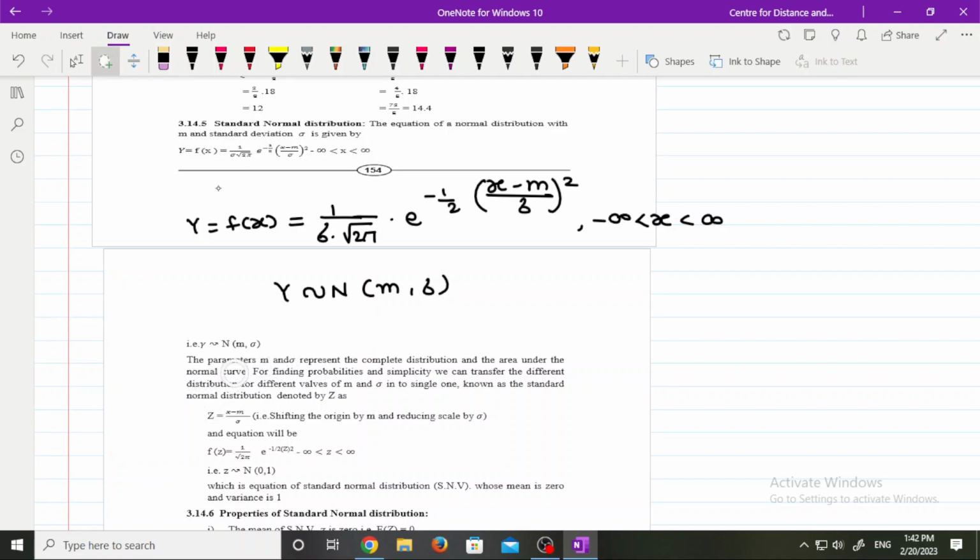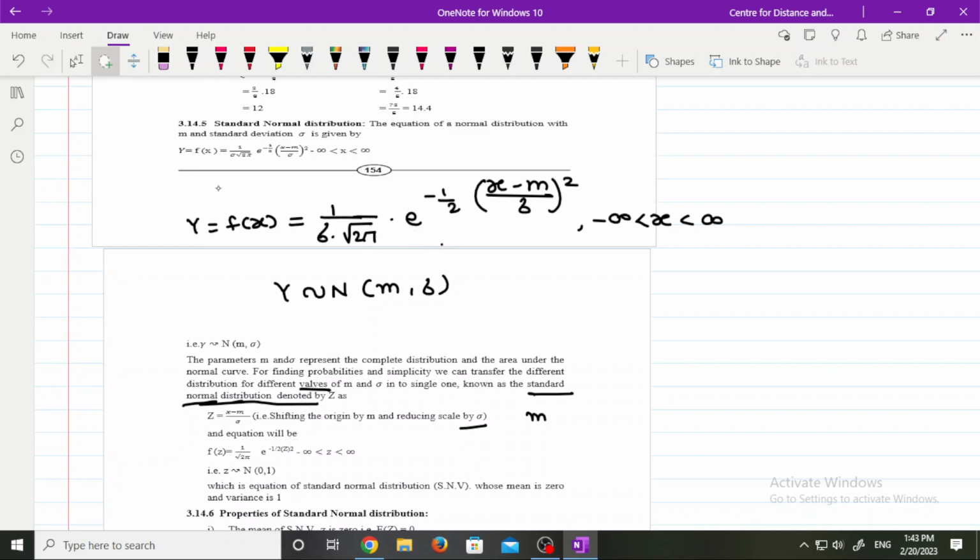The parameters m and sigma represent the complete distribution and the area under the normal curve. For finding probabilities and for simplicity, we can transform the different distributions for different values of m and sigma into a single one, and this is our standard normal distribution. That is, for different values of m and sigma we would otherwise have to find different probabilities and distributions. So we shift the mean to the origin and reduce the scale by sigma, and we get z equal to x minus m divided by sigma.